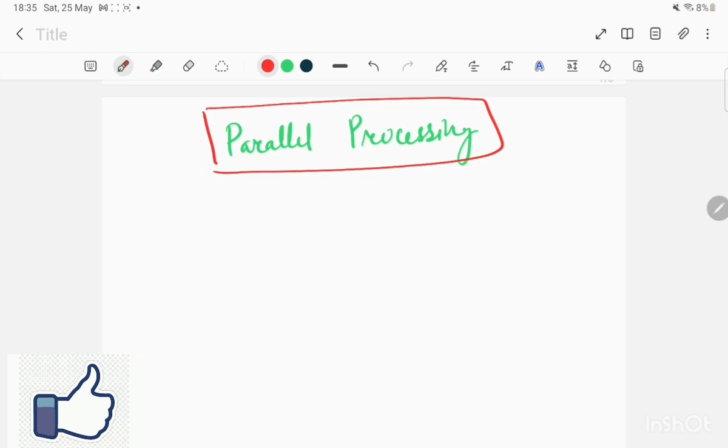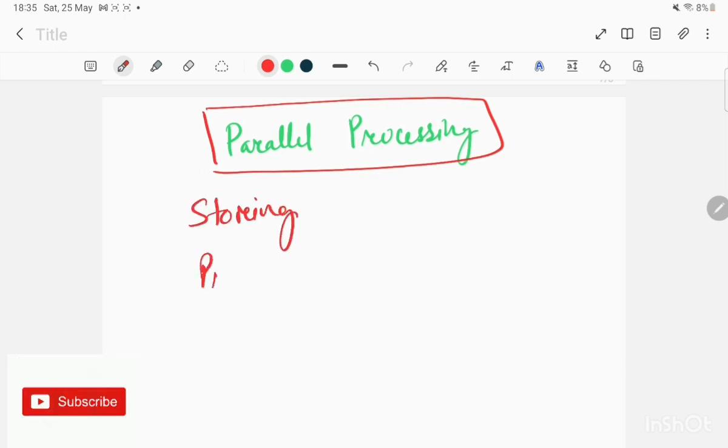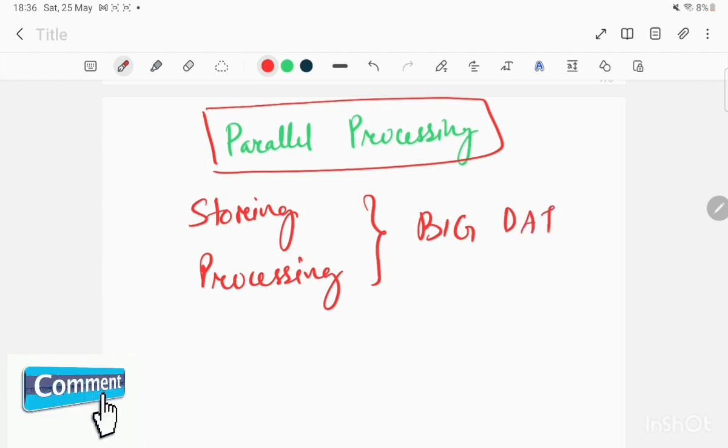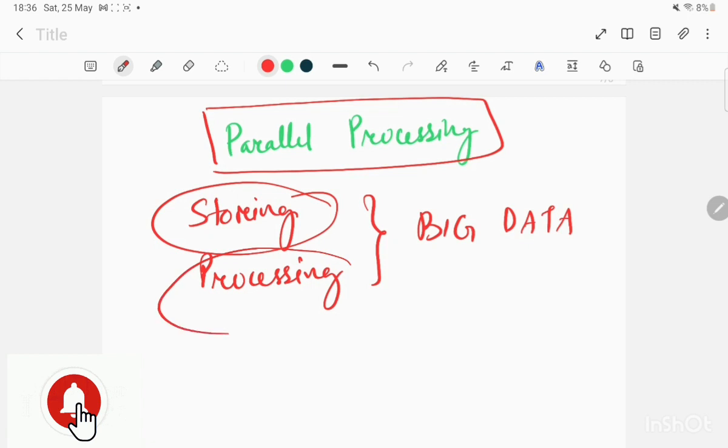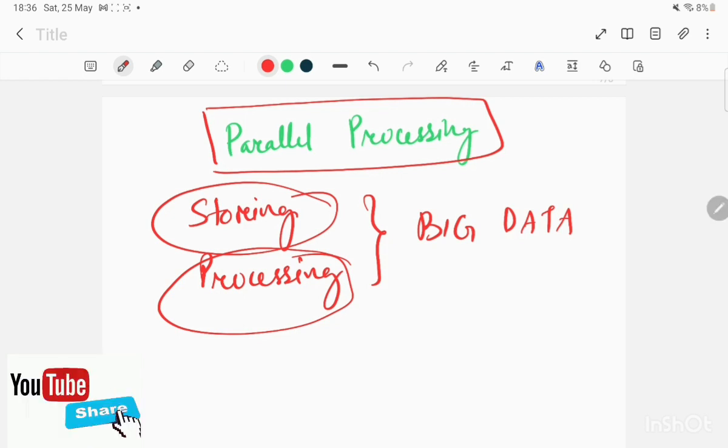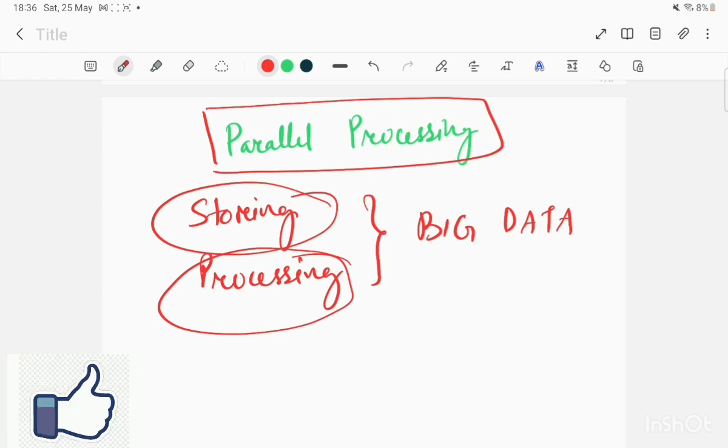So we are done with storing and processing of big data. Storing is done by Hadoop HDFS, and processing we did with the help of a parallel processing system, which is a part of the map reduce technique. So after storing and processing the big data successfully, we can analyze it for numerous purposes or applications.